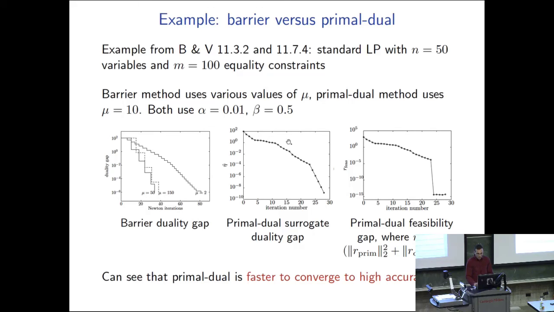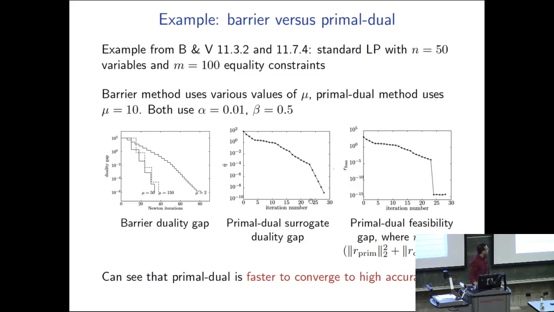Here's the primal dual interior point method for mu equals 10, so just one value of mu. And if we look at the number of iterations it took to get to the same duality gap, 10 to the minus 4, it takes maybe between 15 and 20 iterations. Okay, so it's a bit faster than the Barrier method, and it converges to very high accuracy very quickly. So after between 25 and 30 iterations, it's at nearly 10 to the minus 10 duality gap.